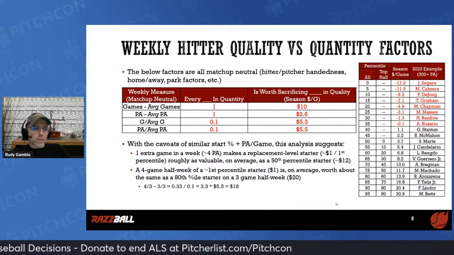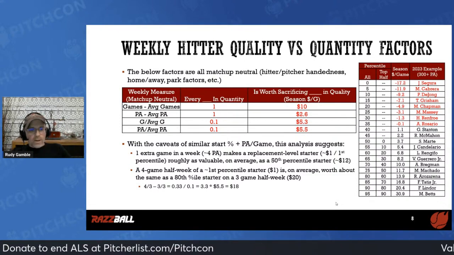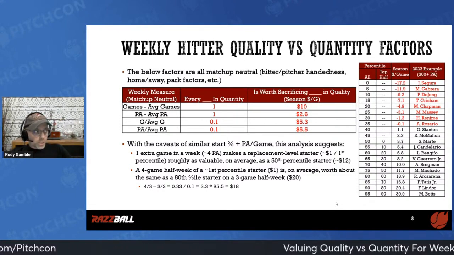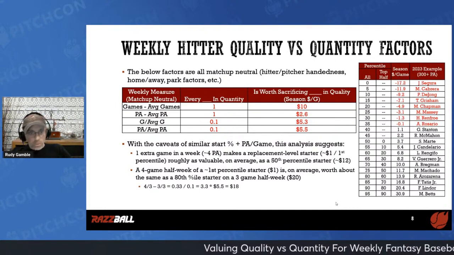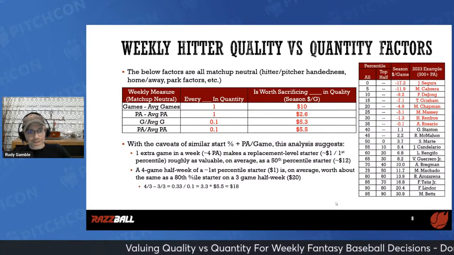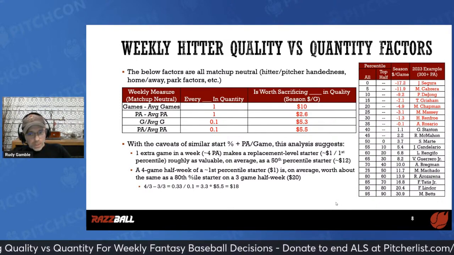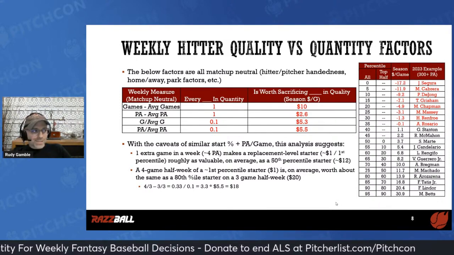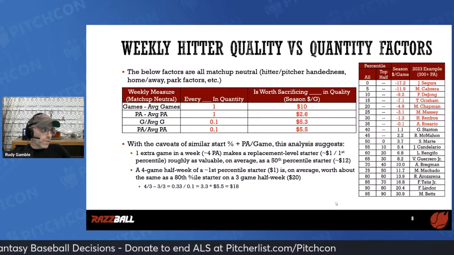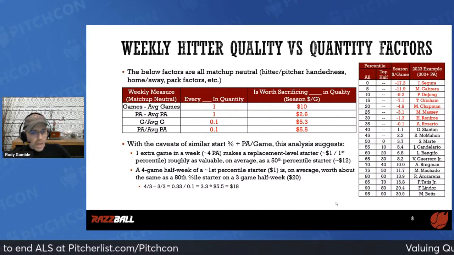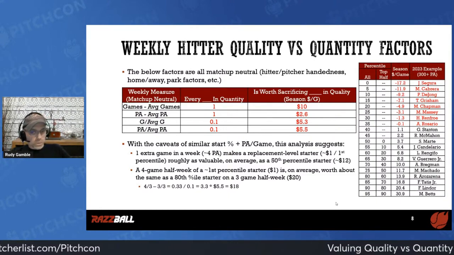And I did it on ratios as well. So with the caveat of similar start percentages and plate appearances per game, if all these things are equal, along with matchups, it would say 1 extra game per week makes a replacement level starter, the guy that you kind of bench half your weeks, but he's like $1, roughly as valuable as your average starter on your team, worth like $12.